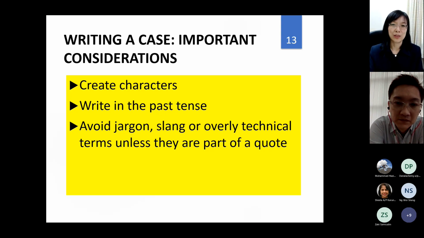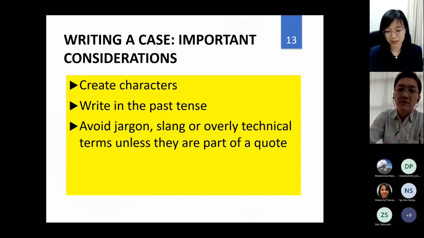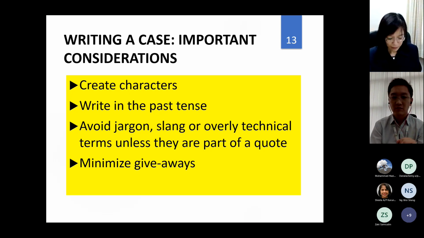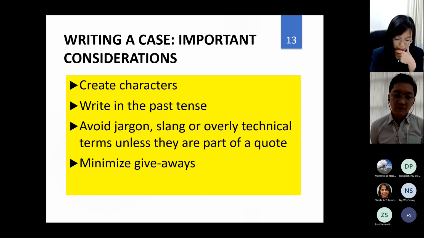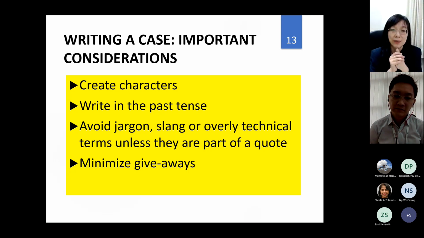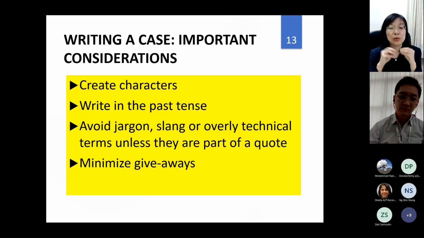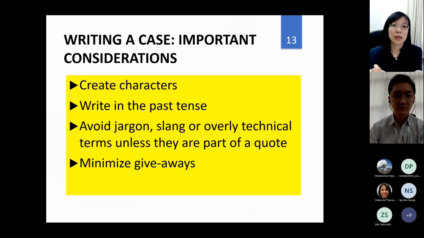So unless you're using it as part of a quote or a conversation, right? Then I would suggest that you have an asterisk to explain that term or the jargon or the slang. Okay. Minimize giveaways. Now, what I mean here is that in case writing, we don't go straight to giving away information in the case. A good case would let the readers decide what to decide on the issue itself.